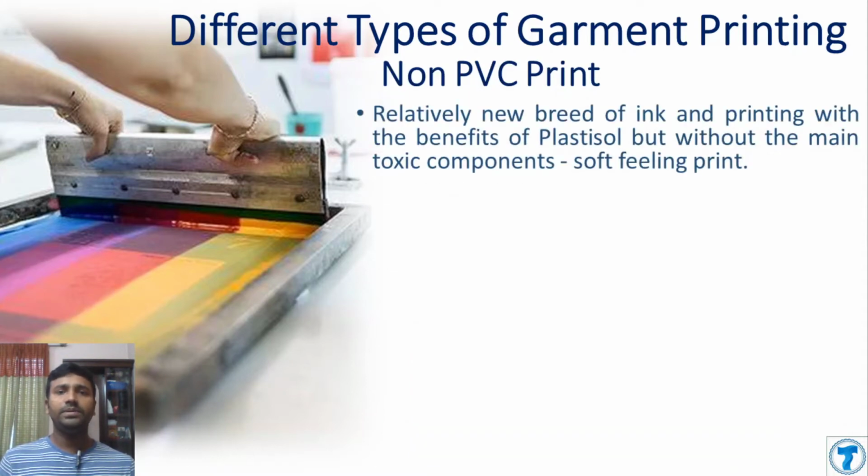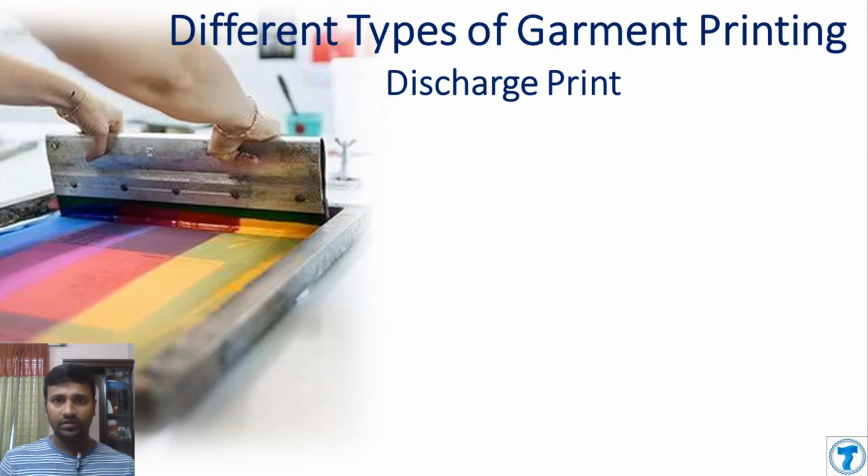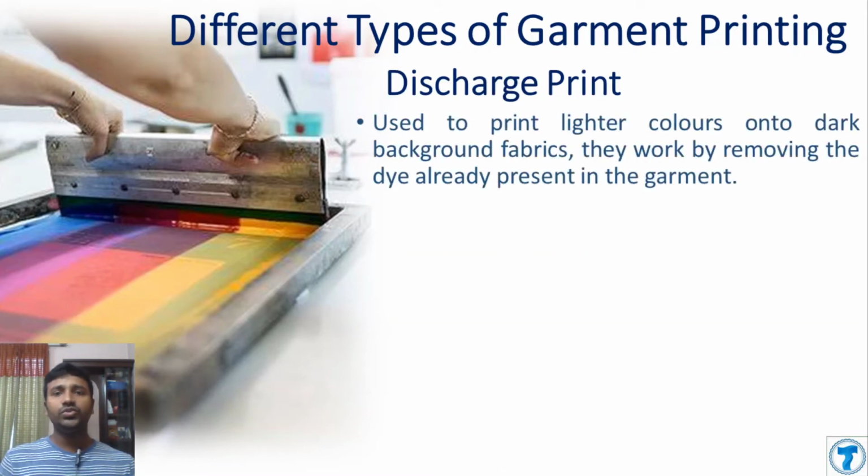Non-PVC print. Non-PVC print is a relatively new breed of ink and printing method with the benefits of plastisol print, but without the toxic chemicals that are banned for plastisol print. So it is suitable for kids wear. Discharge print is used to print lighter colors onto a dark background garment.